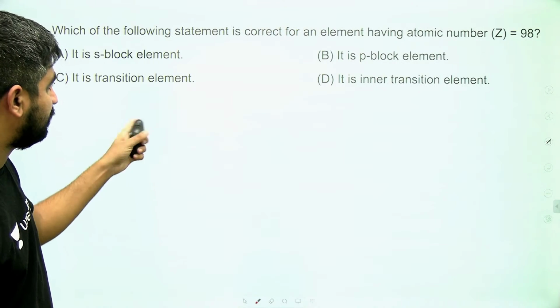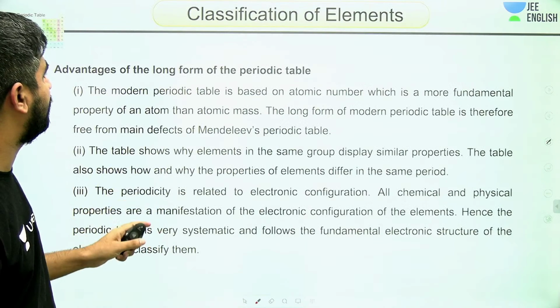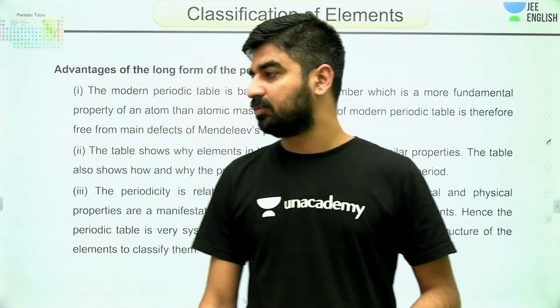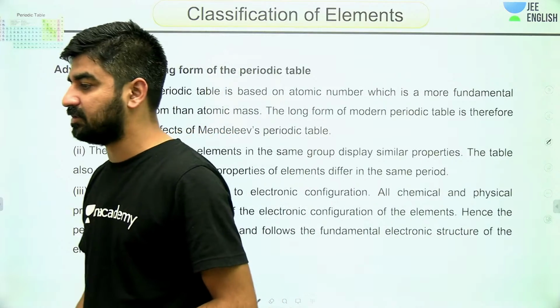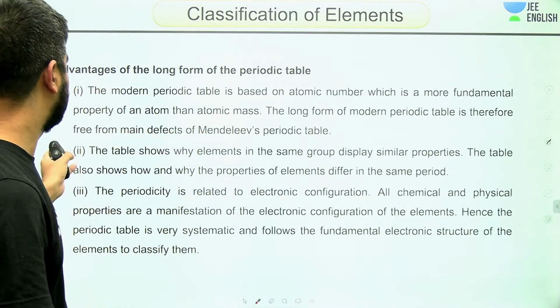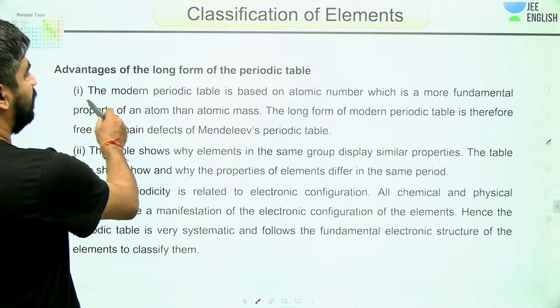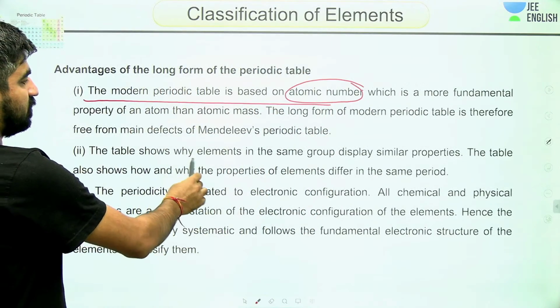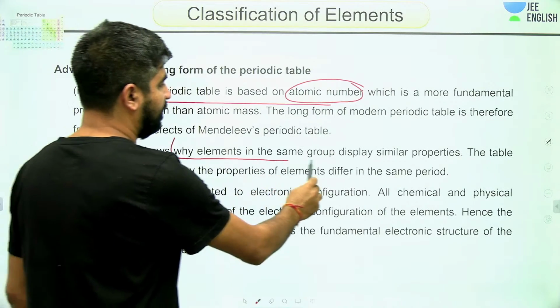So I will discuss the modified periodic table, the advantages of the long form periodic table. Yes, you can go through these advantages in NCERT, all are there, guys. So I'm telling you some. The modern periodic table is based on atomic number. The table shows elements with similar properties in the same group.